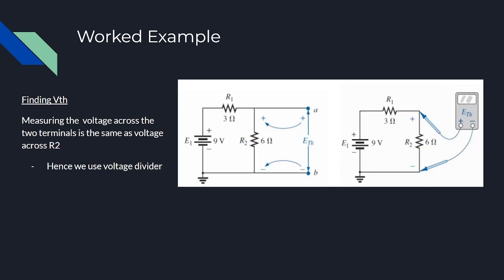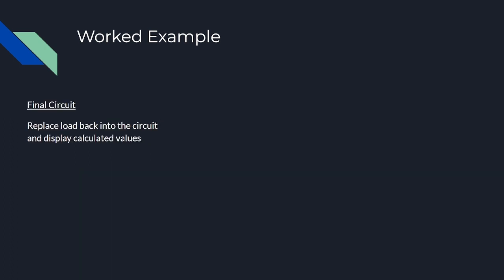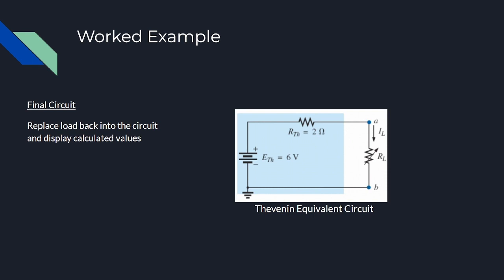From here, we measure the voltage across our two terminals using the voltage divider rule to find our Thevenin voltage, giving us a voltage of 6 volts. Lastly, we display our final Thevenin equivalent circuit, showcasing our calculated values, placing the load back in between the terminals.